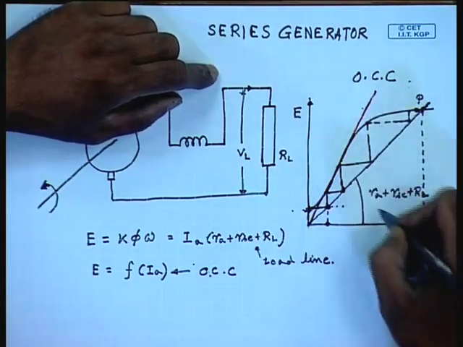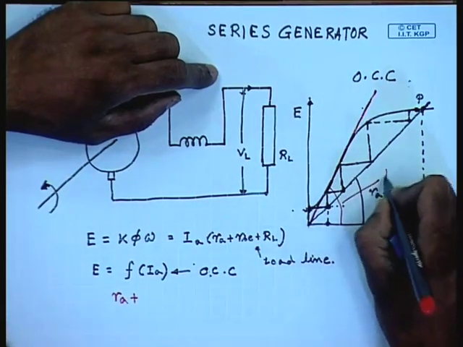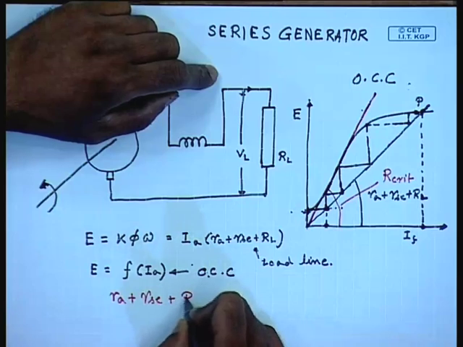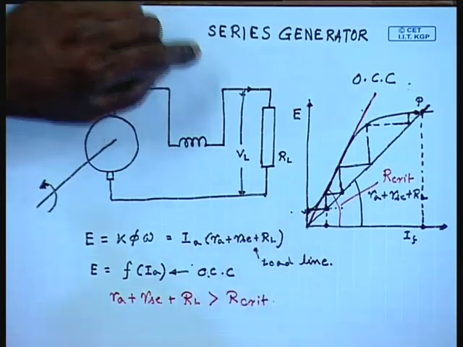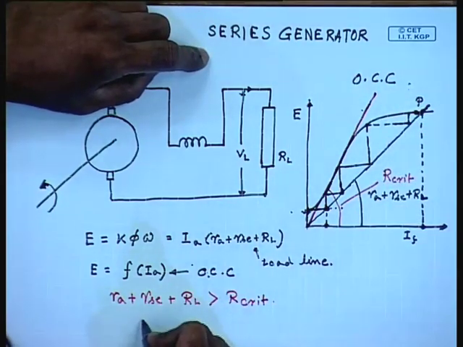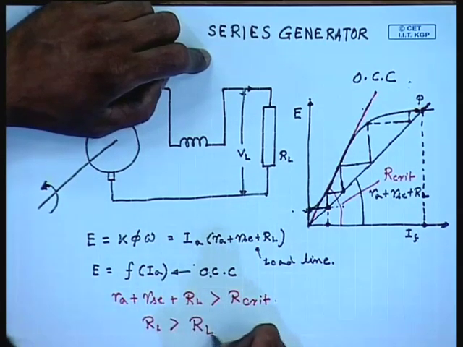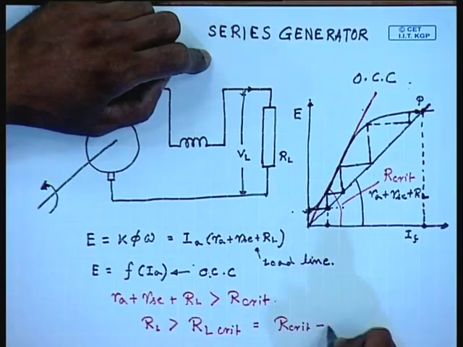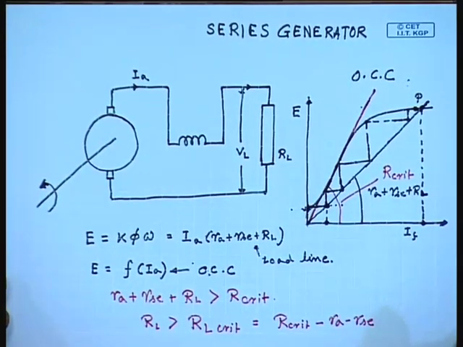If the value of R A plus R A C, this is R critical, plus R L is larger than R critical, then the series generator will fail to build up. Or in other words, if the load resistance is greater than some critical load resistance, which is equal to R critical minus R A minus R A C, then this series generator will fail to build up.